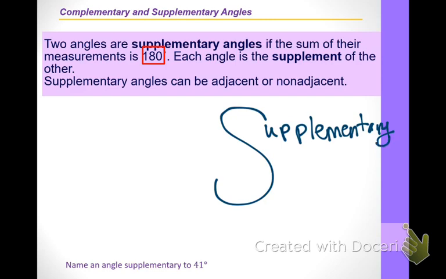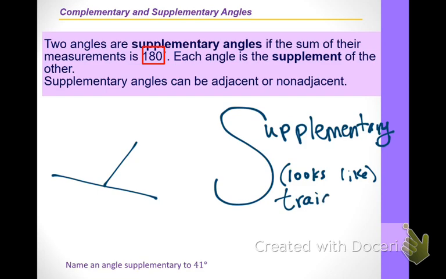The bottom one, if you look at the picture on your page, the first picture looks something like that. Can anybody take a guess what supplementary angles look like? Yeah, straight lines. So I want you to write looks like, because it doesn't, so it looks like a straight line, straight angle. Okay, it's a way to remember. How many degrees is a straight angle? 180. So if you remember supplementary straight angles are 180. Complementary corners are 90 degrees. It's a way to remember it.